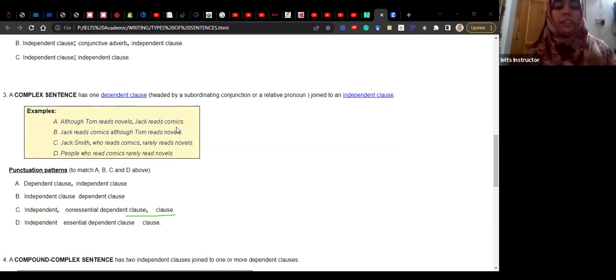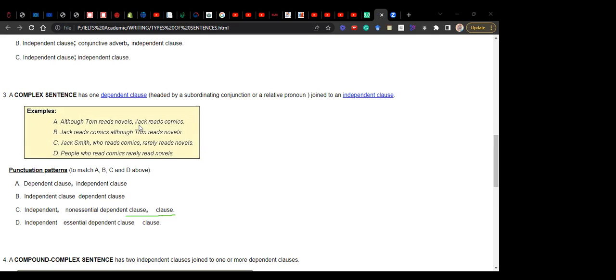Okay, if you had only written here that although Tom reads novels, the sentence was incomplete. You would not have been able to deliver the message if you had just said that although Tom reads novels. The next person is waiting for you to say the rest of the sentence because the sentence is not complete. It has not delivered the full message. Although Tom reads novels, Jack reads comics.